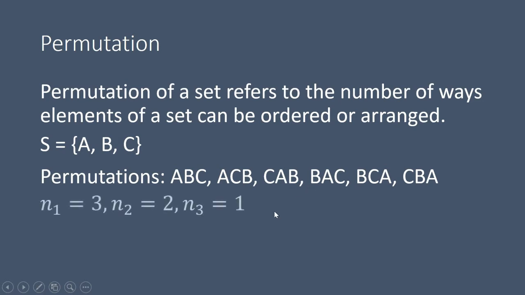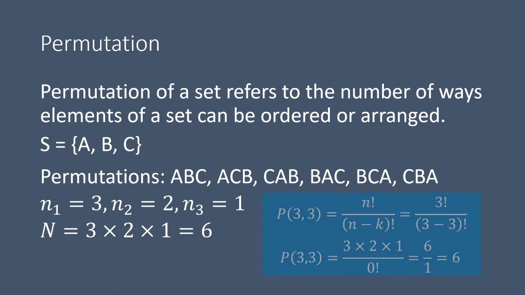We can arrive at 6 in 2 ways: using the permutation formula, or using the fundamental counting principle. In the first experiment, choosing what letter to write in the first slot, we have 3 possible choices, so n sub 1 is equal to 3. For the second slot, we are left with only 2 choices, and for the third slot only 1 choice. Using the fundamental counting principle, the total number of outcomes is 3 times 2 times 1, which is equal to 6.